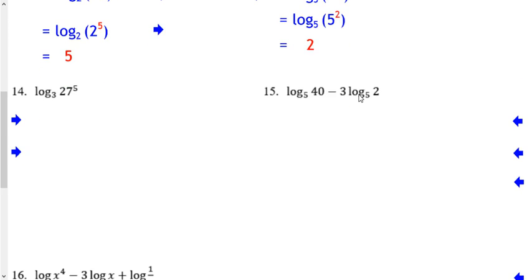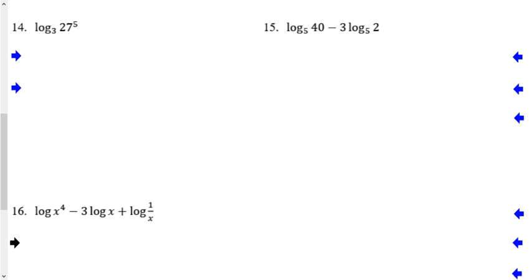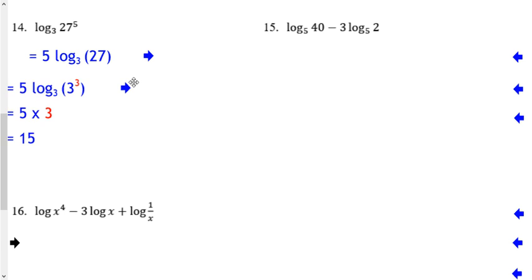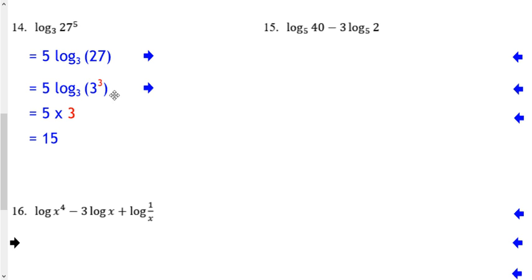And we'll move on to number 14. In number 14, we see an example of that third law, where I have a power raised to an exponent. So this exponent of 5, I can write in front of the logarithm and multiply to the logarithm. So that's what I've done here. I've brought the 5 down in front, and it's being multiplied to the logarithm. 27 is a power base 3. It's 3 cubed. And so the value of this logarithm is the value of the exponent. And so I get a 5 times 3, which is 15, as my final answer.